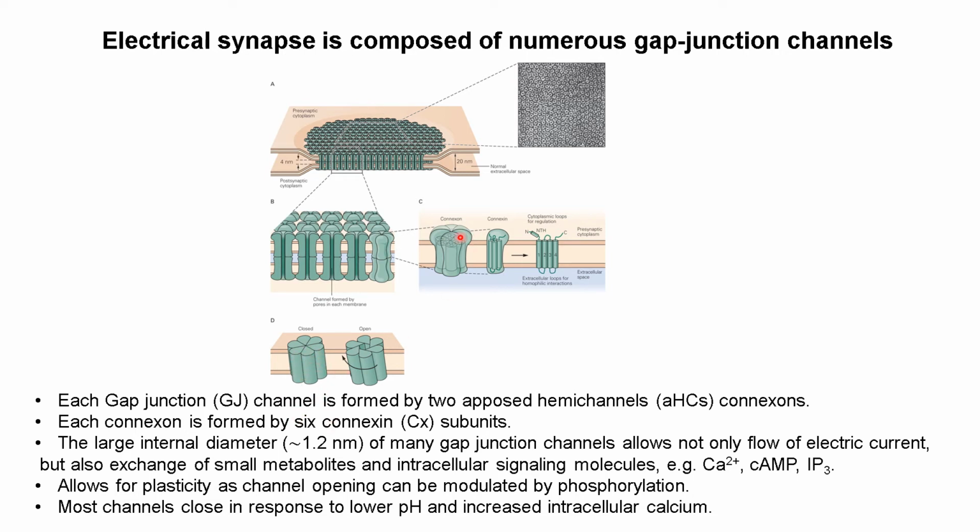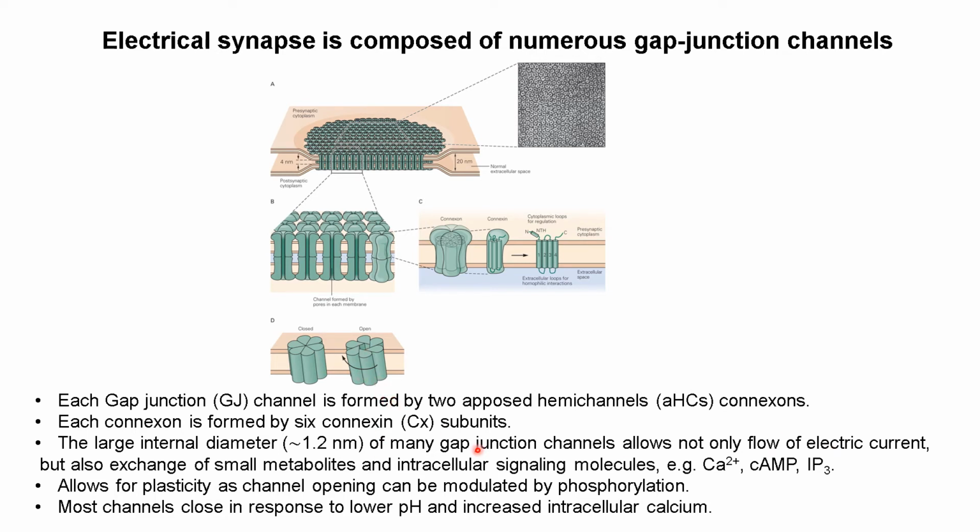They have a pretty large diameter, around 1.2 nanometers, and that allows not only the flow of electric current that you want to go from one neuron to another, but you can also exchange small metabolites and intracellular signaling molecules. You will learn a lot about calcium's role as an intracellular metabolite, but also cAMP and IP3 that will then lead to more release of calcium when these channels are open.